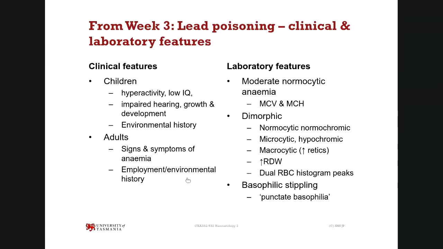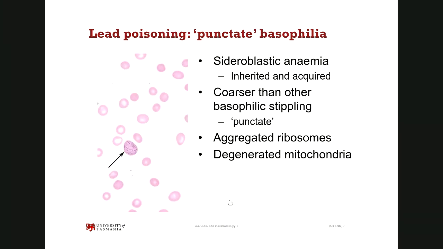And so the laboratory features, as we said, we get this dimorphic blood picture, and you can get what we call dual red cell histogram peaks. That shows us that we've got two cell populations there, and this punctate basophilia, which is here. This is the slide I was looking for. So here's the punctate basophilia. It looks very much like basophilic stippling, but as I've said, it's a lot coarser and darker than we see with our beta thalassemias.